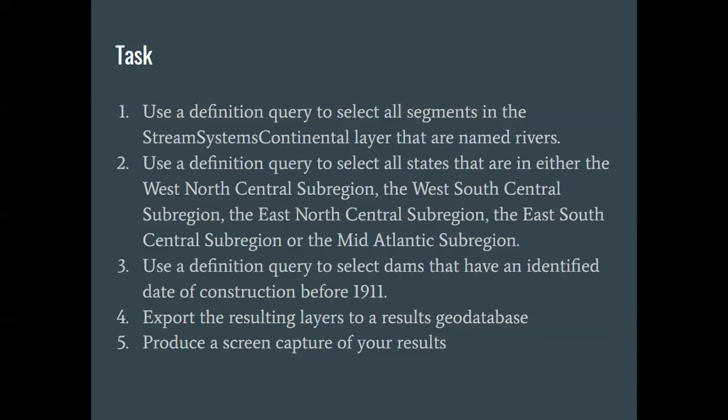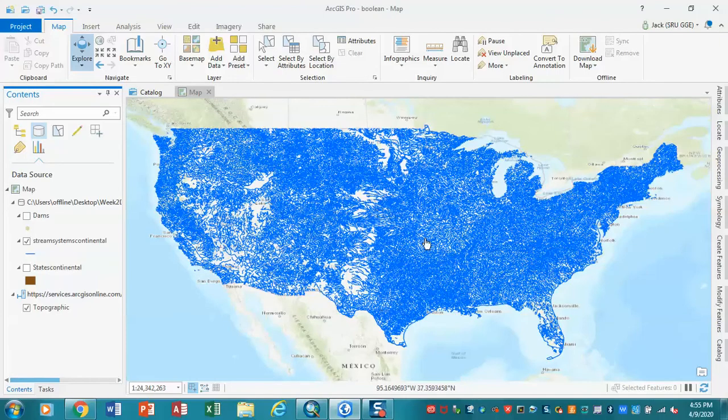So let's get started. I'd like you to make sure you've downloaded the data for this week. We have three data sets that we're going to be using here: the states continental, the stream systems continental, and the dams. And so let's start with our streams.